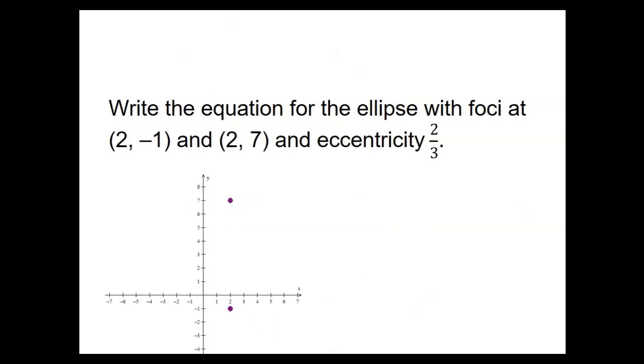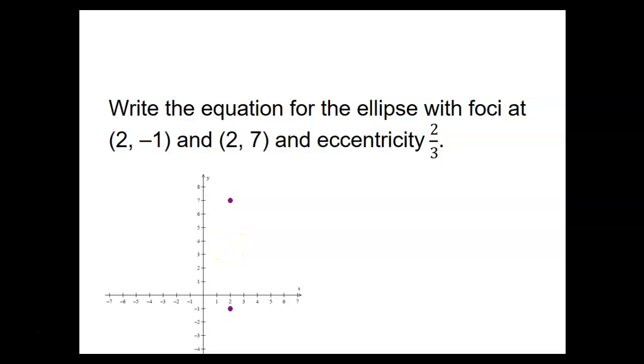Write the equation for the ellipse with foci at (2, -1) and (2, 7) and eccentricity 2/3. And I think it helps to find where those points are, make a little graph as you go along to help you keep straight what's going on.